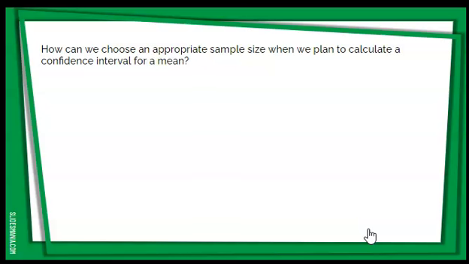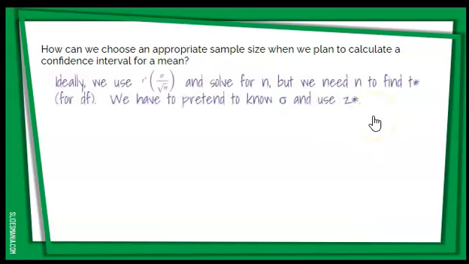All right, one last thing for you in this chapter. How can we choose an appropriate sample size when we plan to calculate a confidence interval for a mean? Well, ideally, we would use our margin of error formula, which is T star times S over the square root of N, and we'd solve it for N. But the problem is, we need to know N to find T star, right? You gotta have degrees of freedom, which is based on our sample size.